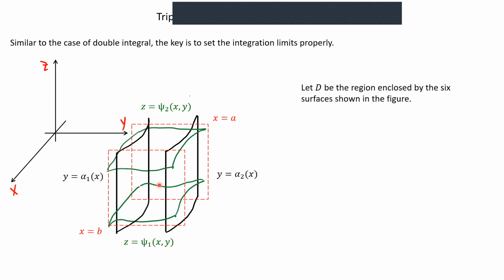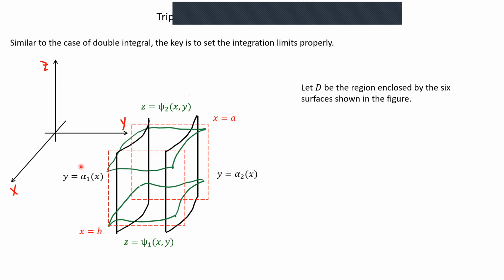So let's go with the easy pairs first. The front and the back, the red ones, are still 2 flat planes. Suppose x equals A, x equals B, just 2 flat planes parallel to the YZ plane. Next, I have the left and right, the 2 black ones. They are curved.